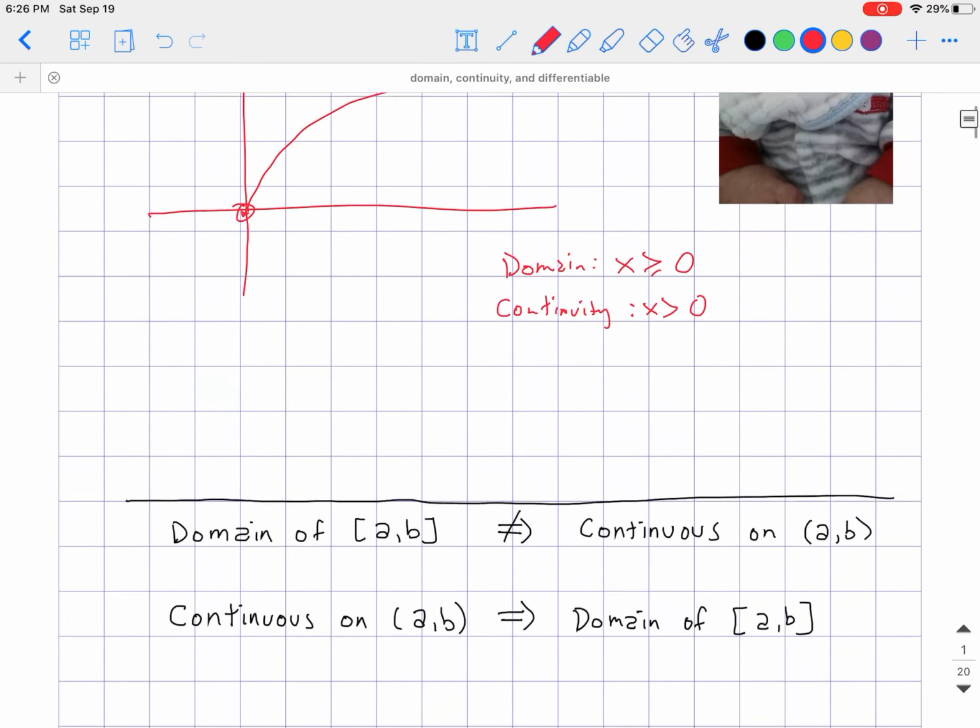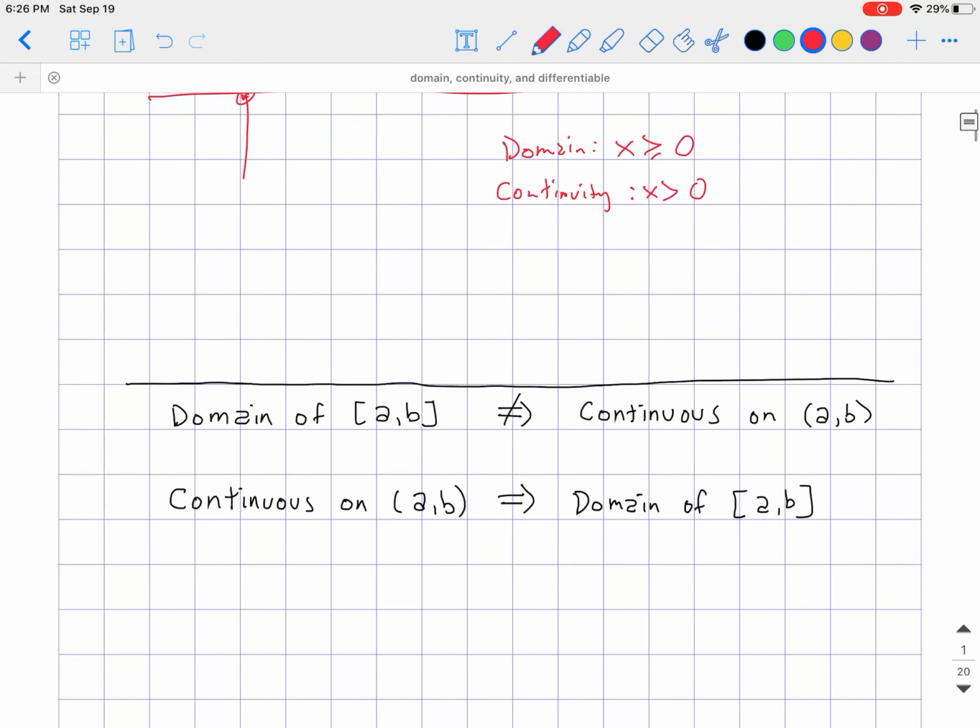The answer is no. If your domain is from A to B inclusive, it doesn't necessarily mean that it is continuous from A to B. Maybe we can have something like a jump discontinuity in this case, where every value is defined within A to B, but it is not continuous at that point.